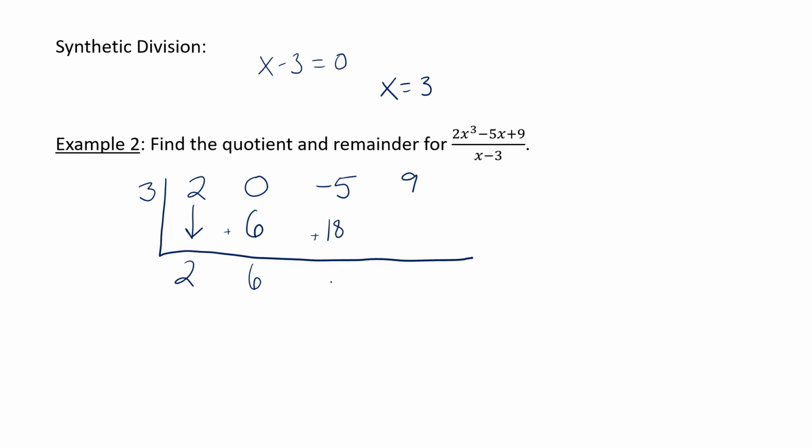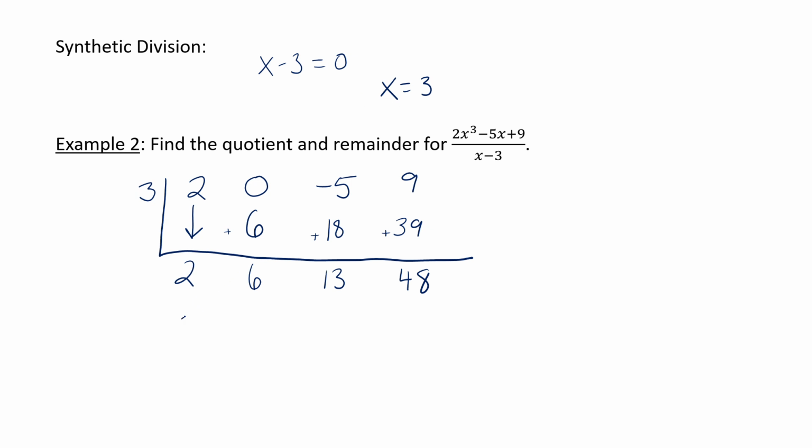18 plus -5 is 13. 3 times 13 is 39. 39 plus 9 is 48. Now, our numerator had a highest x value of x to the third. We're going to step down 1 from that, because we divided off 1x.